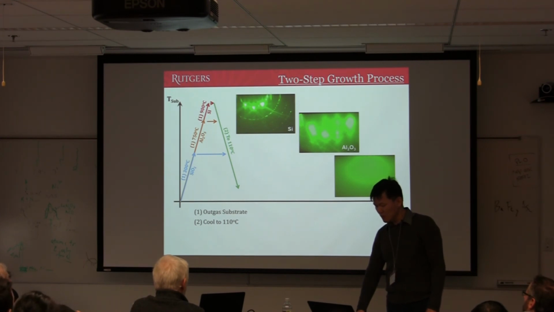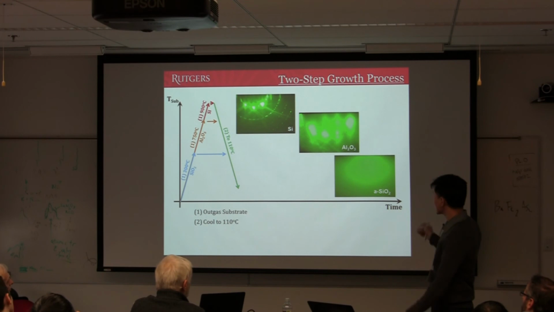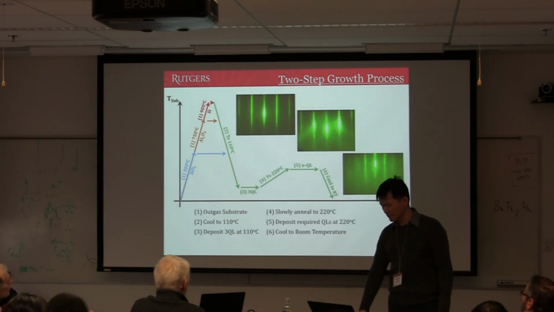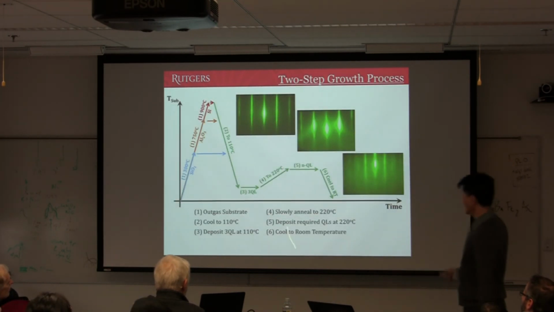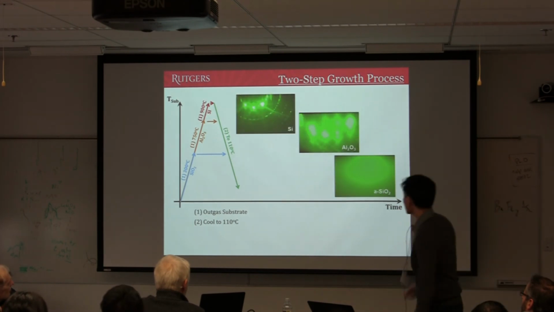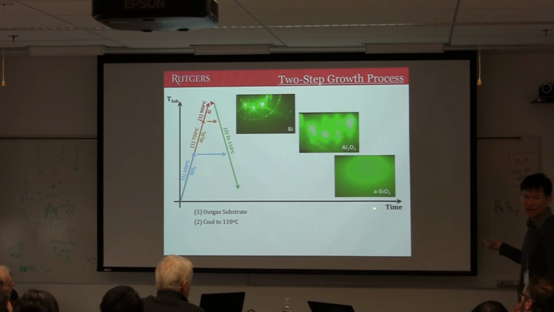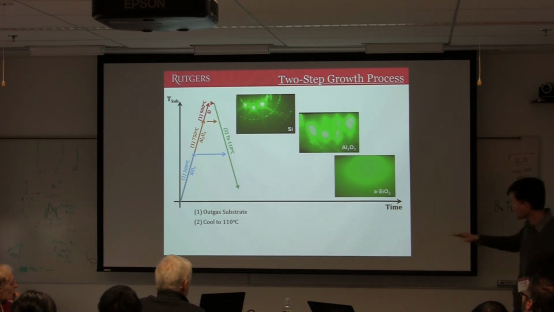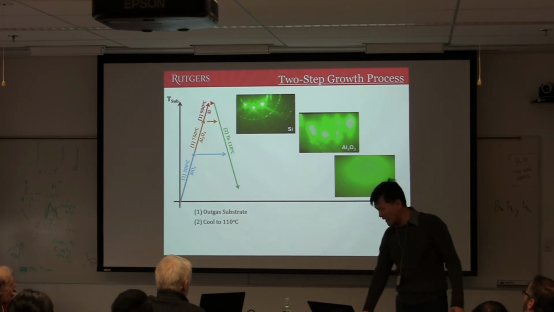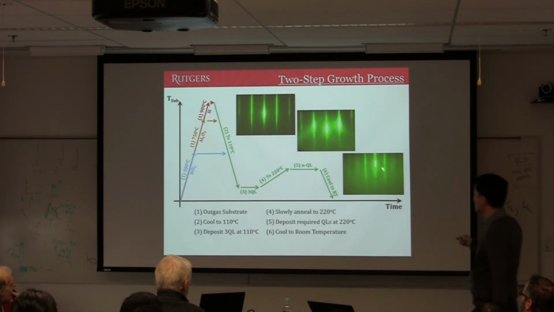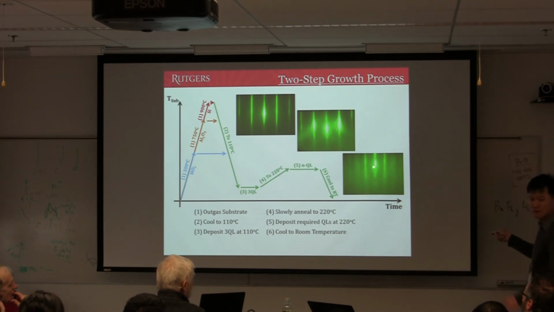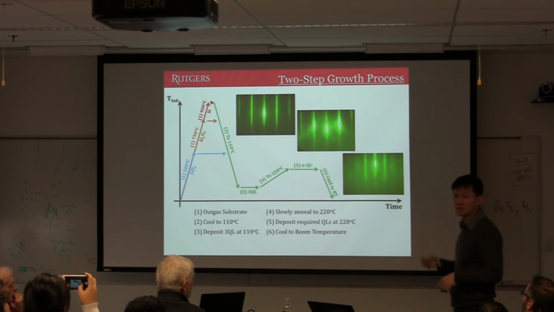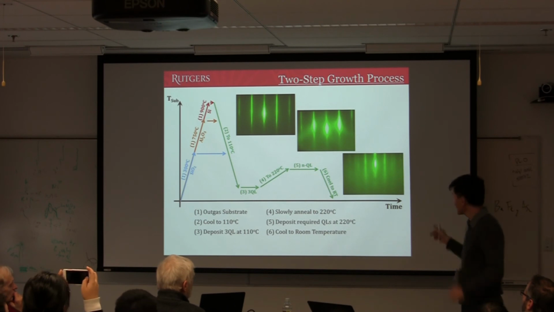You can apply this two-step growth on various substrates. What's interesting is this is amorphous silicon oxide. There's no registry. It's completely amorphous. But even on amorphous silicon oxide, you can grow a reasonably good single-crystalline-like film. This is possible because it is van der Waals bonded. If it's not van der Waals bonded, this is impossible.